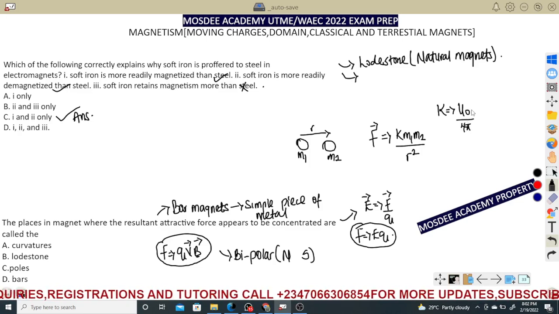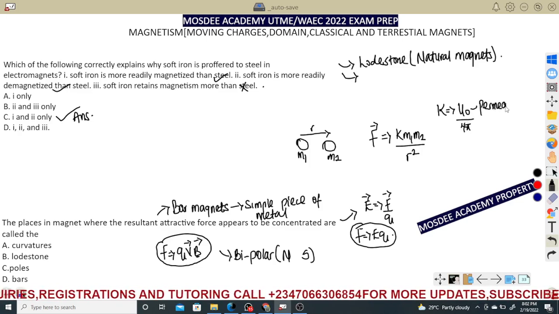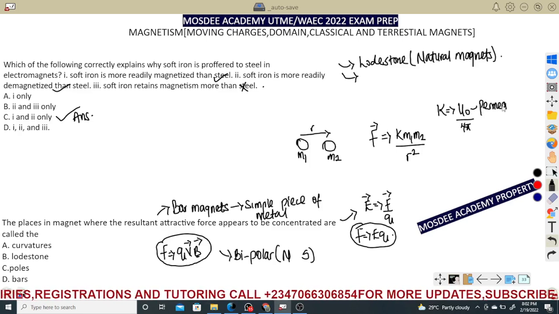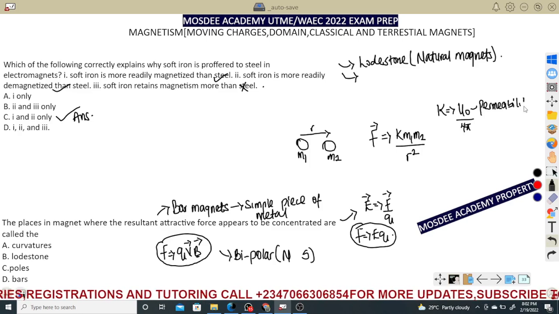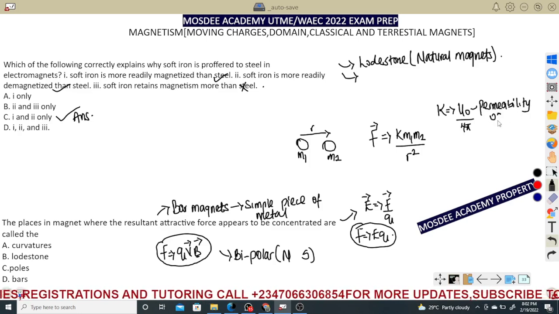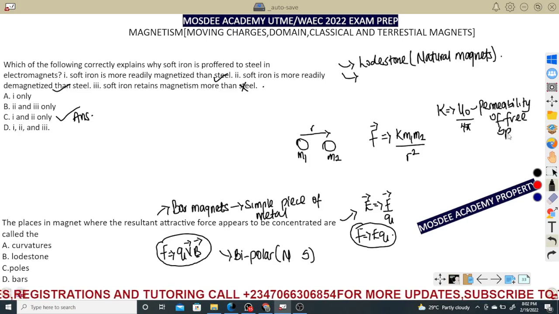And this mu naught is called the permeability of free space. So always keep that in mind.